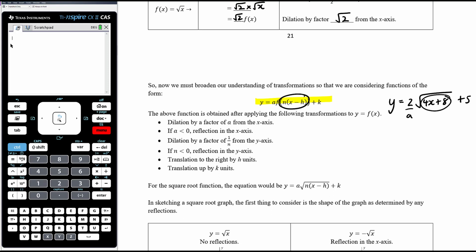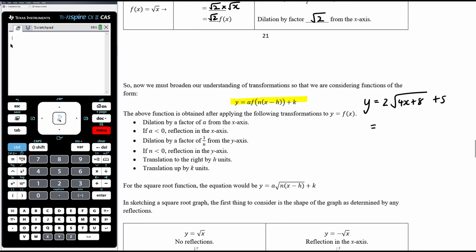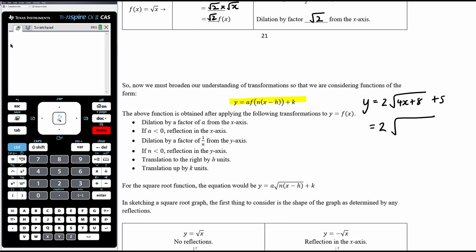This is not in the same form as this. If you want to correctly read the dilations and the translations, you have to make sure that in the function, so in this case under the square root, the coefficient of x is factored out. So this is 4 times x plus 2 plus 5. So this is a dilation by a factor of 2 from the x-axis. This is n, dilation by a factor of 1/4 from the y-axis. This is h, we've gone to the left by 2, and this is k, we've gone up by 5.